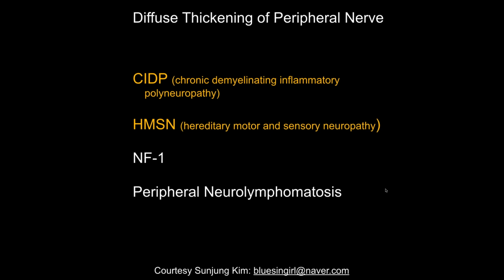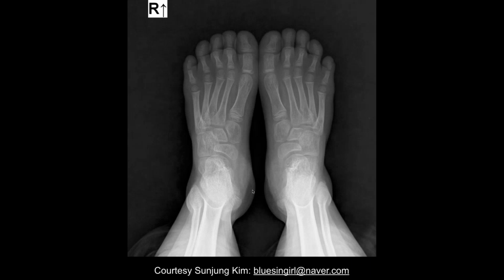So things to think about are chronic inflammatory demyelinating polyneuropathy. I don't think I've ever seen any cases of that. Hereditary motor and sensory neuropathy, though just very familiar, NF1, and peripheral dural lymphomatosis. And this is someone who has known lymphoma usually. And then Charcot-Marie-Tooth. So here's the feet.